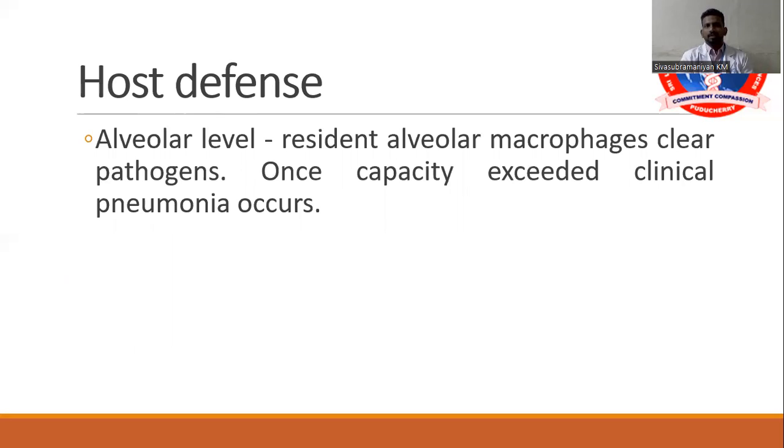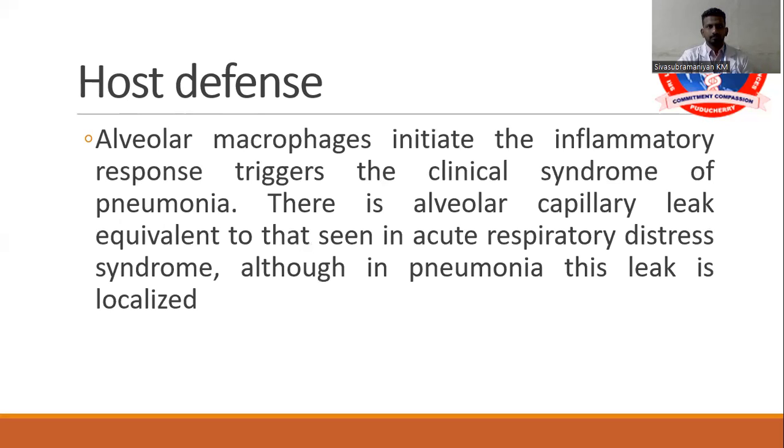At the alveolar level, you have the resident alveolar macrophages that clear the pathogens. And once all this capacity is exceeded, then you have an infection and clinically pneumonia occurs. So the alveolar macrophages initiate the inflammatory response, and that triggers the clinical syndrome of pneumonia.